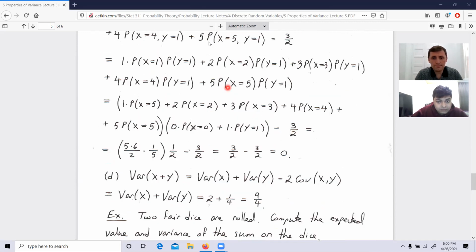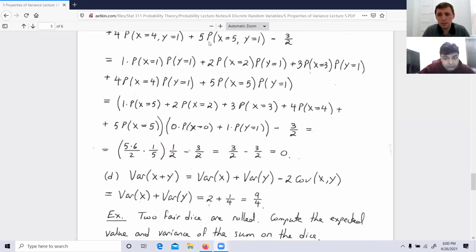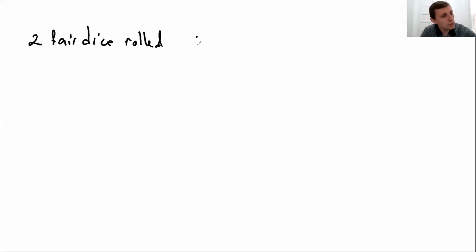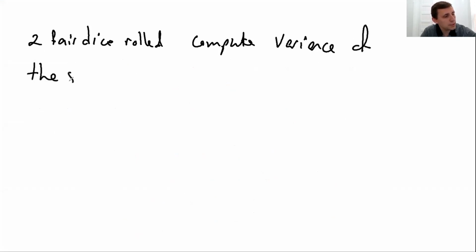Here is another question, guys. Let's do that together. See if you can do that fast. So 2 fair dice are rolled. Compute the variance of the sum.